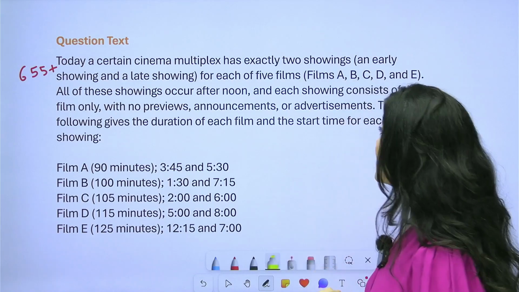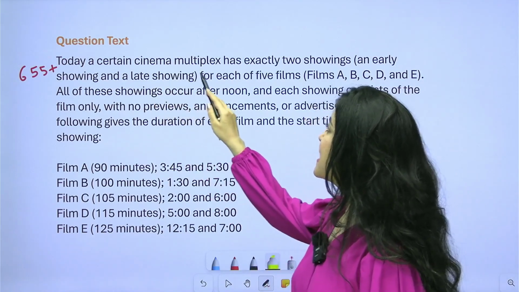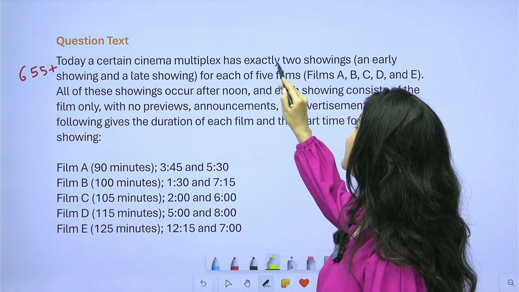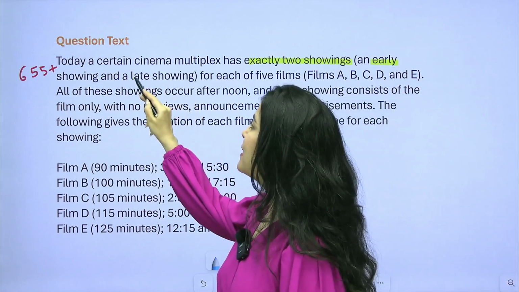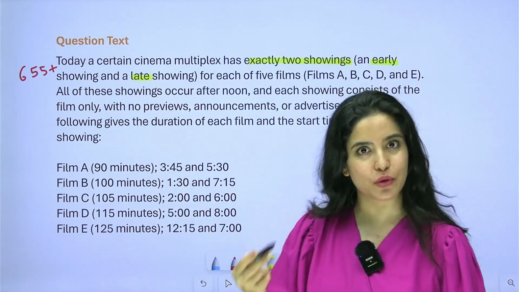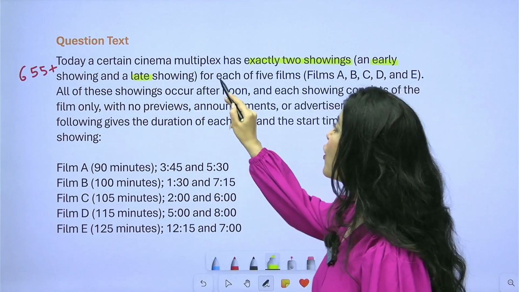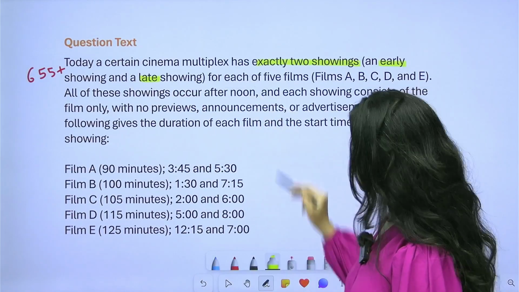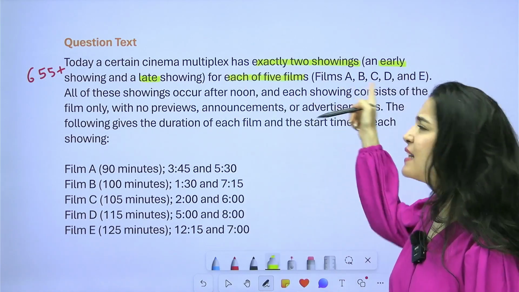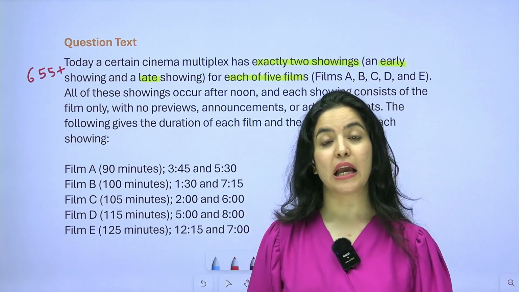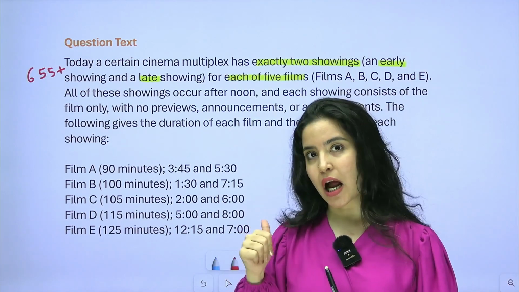Let's read. Today, a certain cinema multiplex has exactly two showings. It's an early showing and a late showing. So they've told you what those showings are called. And this is for what? For each of, again, for each of 5 films. And then they've named them A, B, C. Now, I won't read further till I understand this.